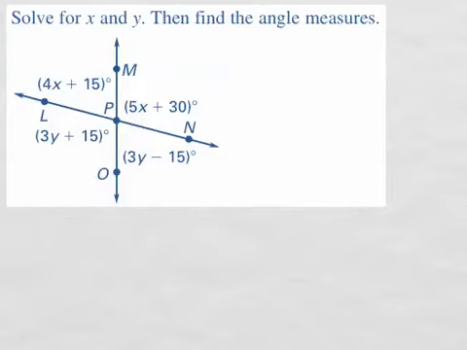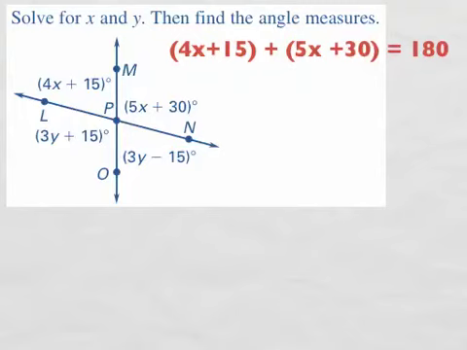This example asks us to solve for x and y, then find the angle measures. If you notice, I have angle LPM and angle MPN, the two angles with x as a variable. So the two angles that are measuring 4x plus 15 and 5x plus 30, we know that these two angles are a linear pair or they are supplementary because they're forming a straight line LPN. So I can add 4x plus 15 plus the 5x plus 30 and set them equal to 180 because they are supplementary.